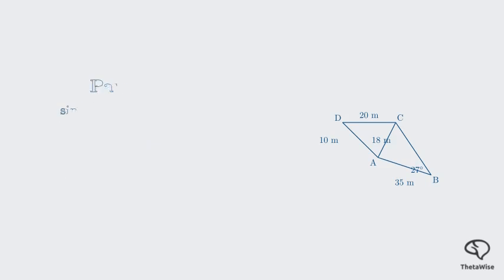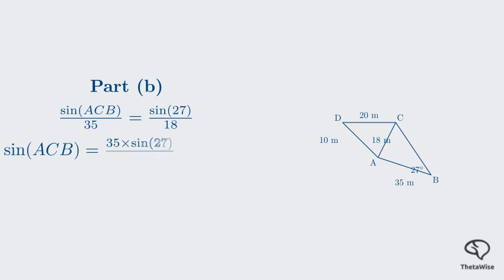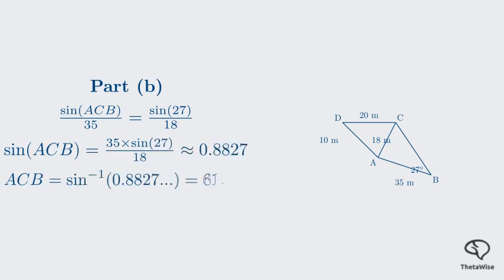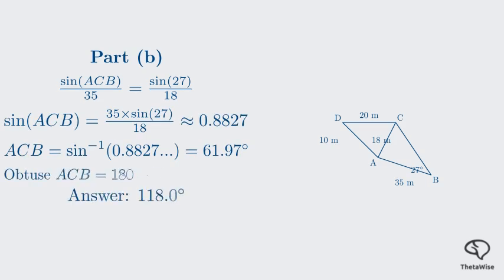For part B, we need the obtuse angle ACB in triangle ABC. Here, we know side AC is 18, side AB is 35, and angle ABC is 27 degrees. Since we have an opposite side-angle pair, we use the sine rule. Rearranging gives sine of ACB equals 0.8827. Using inverse sine, the calculator gives 61.97 degrees. Wait, the question specifies an obtuse angle. The obtuse angle is found by subtracting from 180, giving us 118.0 degrees.